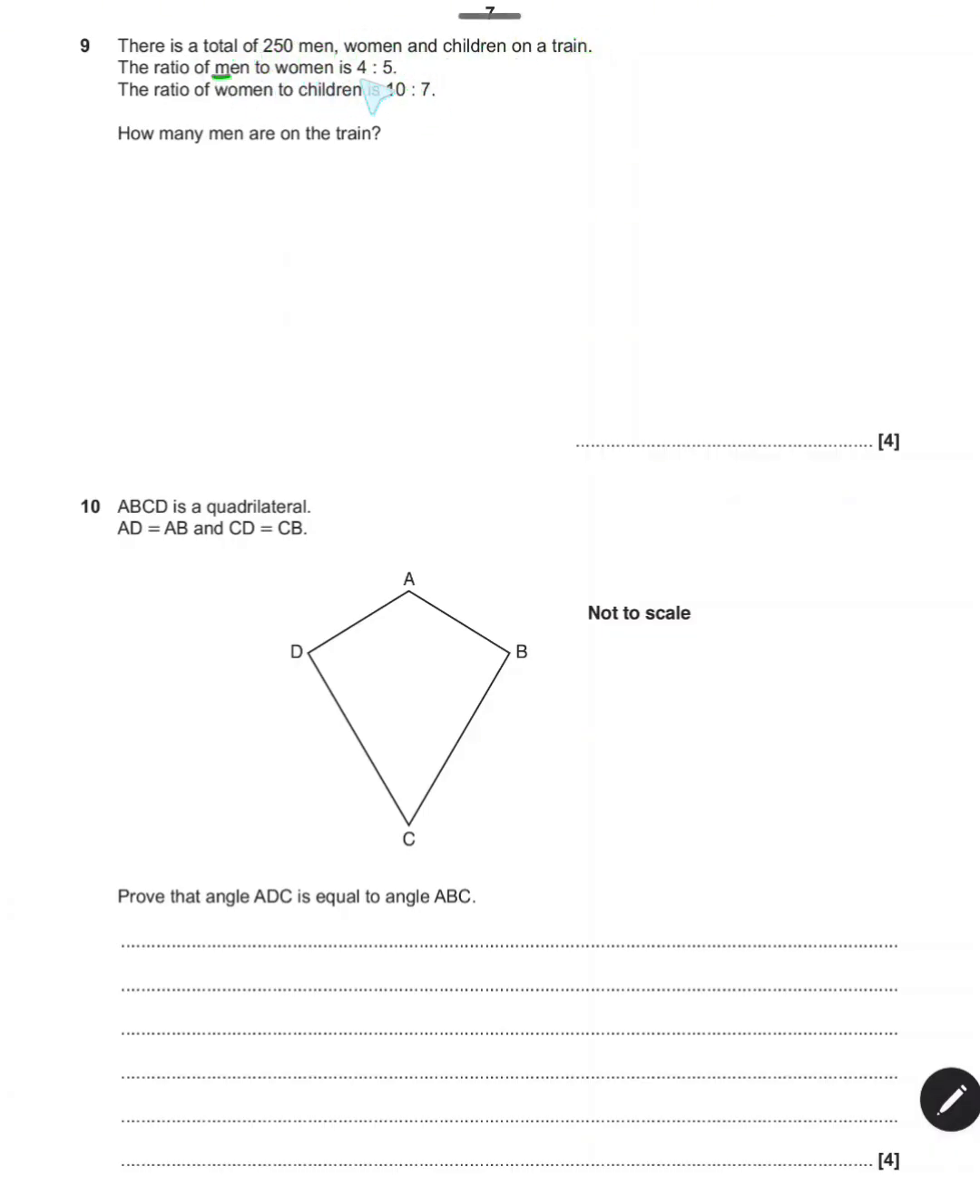And then we've got two ratios. We've got men to women. And we've also got women to children. So I'm just going to copy those two ratios down using those colours so hopefully you can track what's happening. And we've got two separate ratios with women in the middle. And what we're looking to do is make these numbers match.